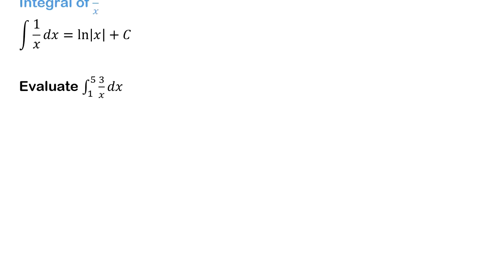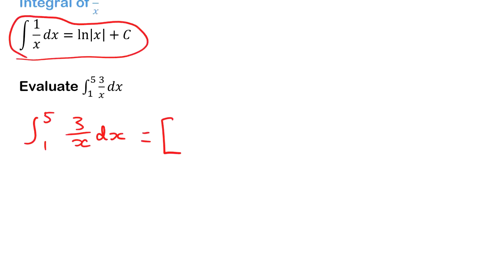Alright, if we begin, we'll have an example here. Evaluate the integral from 1 to 5 of 3 over x dx. The first thing we need to do is use our formula, which is up above, to convert it into its antiderivative. We're going to change this so the 3 comes out the front, because 1 over x turns into ln x. If we have a constant such as 3, it just stays as 3. So we have 3 ln x, and on the side we have 5, 1.